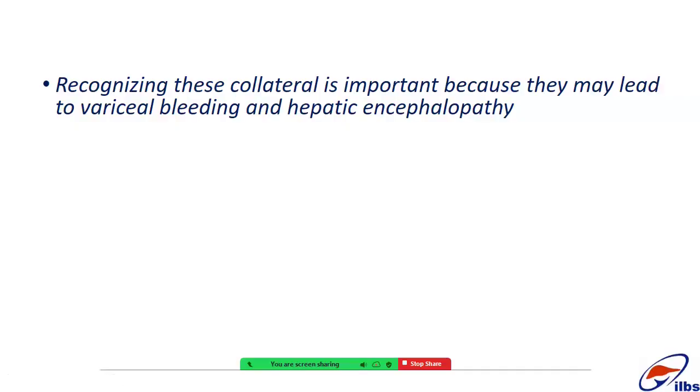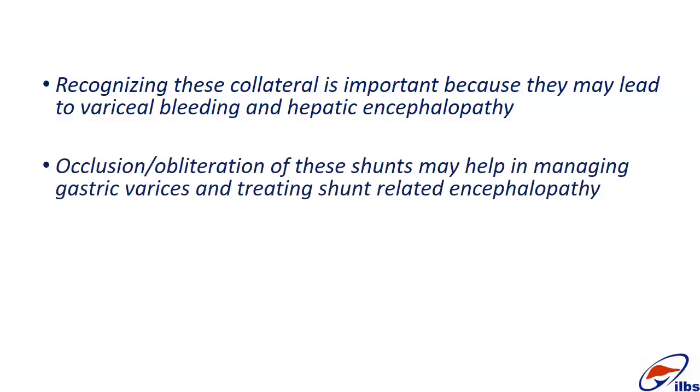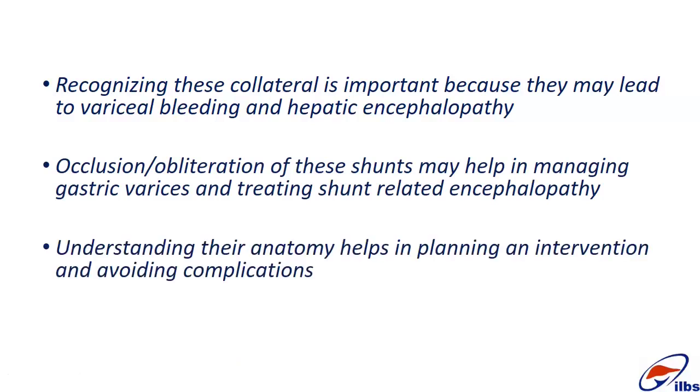So what we understand is that recognizing these collaterals is important because they may lead to variceal bleeding and hepatic encephalopathy. Occlusion and obliteration of these shunts may help in managing gastric varices and treating shunt-related encephalopathy. And understanding their anatomy helps in planning the intervention and avoiding complications. So this is what we understand from the initial paper which I mentioned.